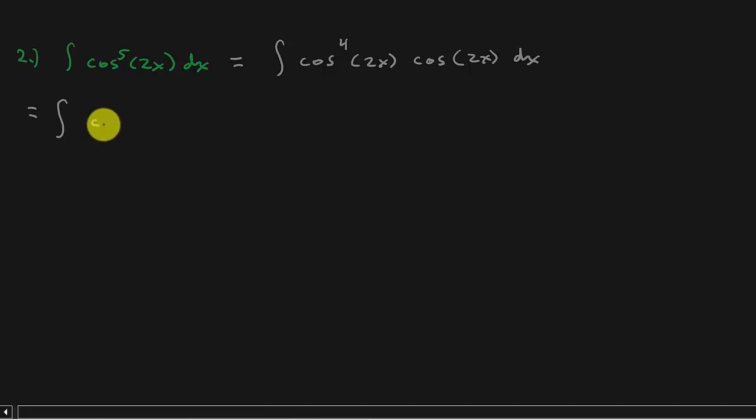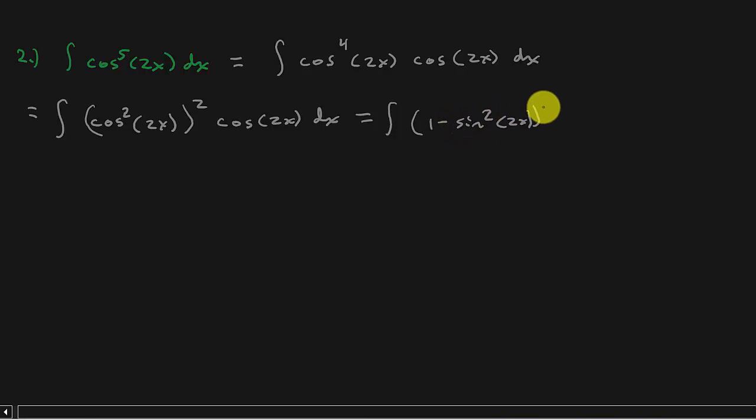So that cosine to the 4th, I can rewrite it as cosine squared squared. Okay? And then that's times cosine 2x dx. And now this cosine squared, I can write as 1 minus sine squared 2x, squared. So all I did here is this cosine squared 2x, I replaced it with 1 minus sine squared 2x. And then that's times the cosine 2x dx.